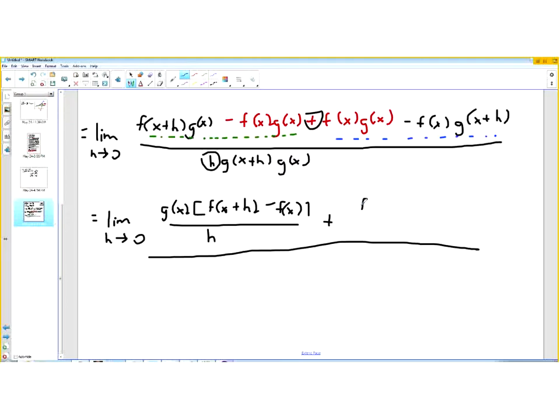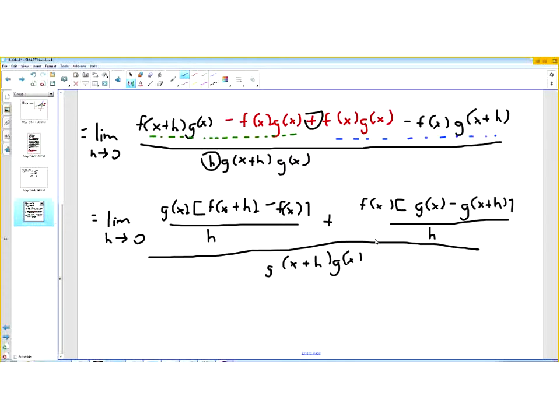So I'll have an f of x times g of x minus g of x plus h. And then, of course, I can bring the h up, since h divides every term in the numerator. What I'll leave in the denominator of the bigger fraction will just be g of x plus h times g of x. All right, so now you can see the pattern emerging.